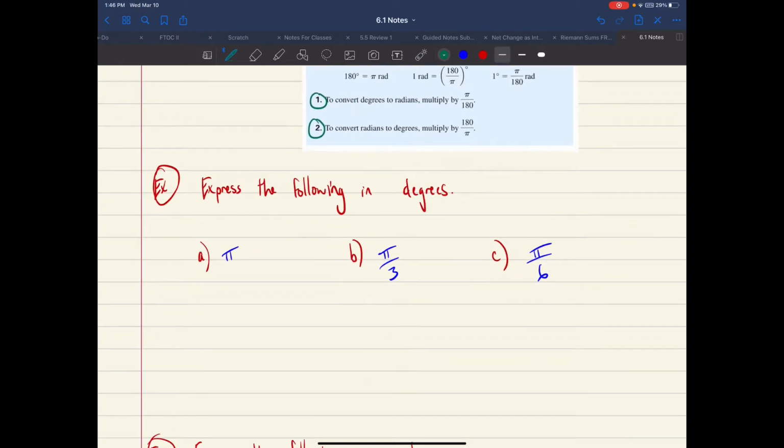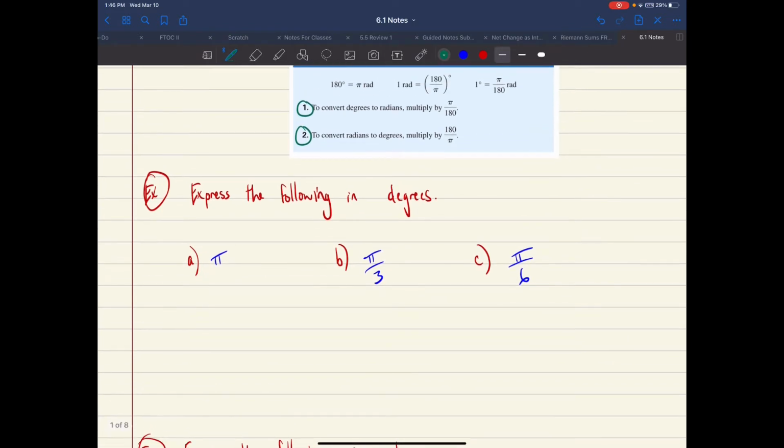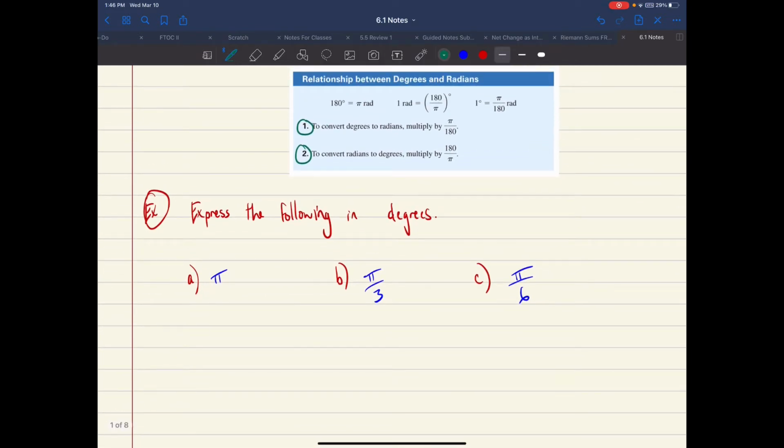For A, it says pi. If it doesn't have a degree symbol, the little circle, then it is assumed to be in radians. So these are all in radians, and we're going to put them in degrees. We take what we're given, which is pi, and multiply by 180 over pi, since we go from radians to degrees, and we get 180 degrees.